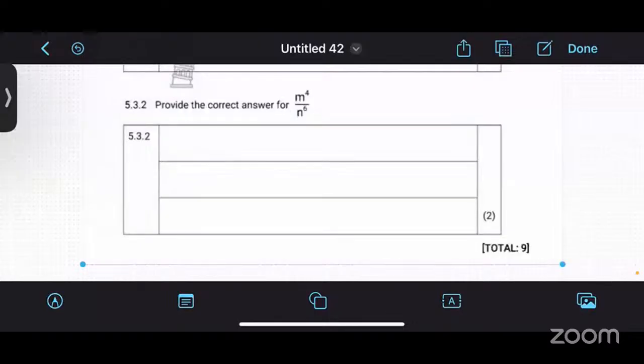So, Manahil, I'm asking you to provide the correct answer for m to the power of 4 divided by n to the power of 6. Was that loud enough? Yes, ma'am. I'm working it out.